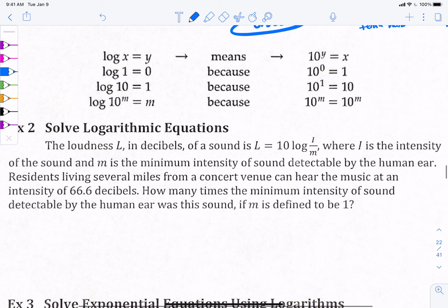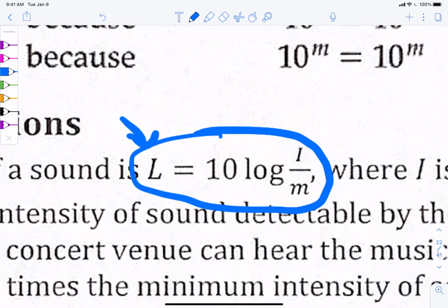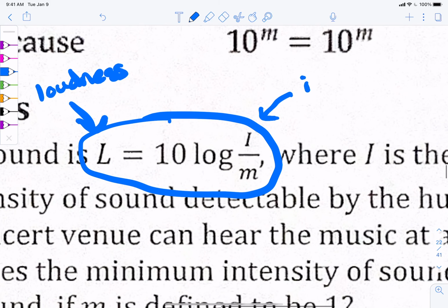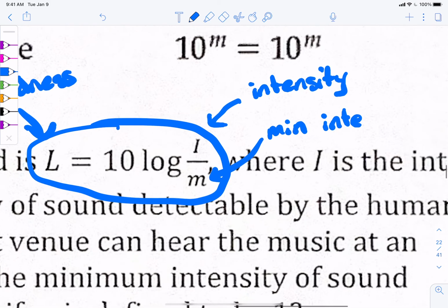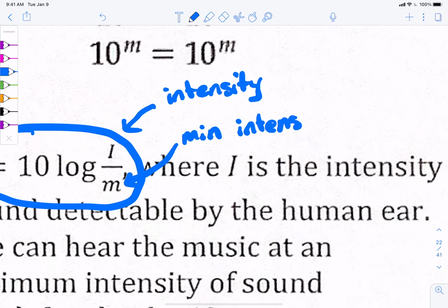The loudness in decibels of a sound is written by this equation here. Let's talk about what these variables mean. What does L stand for? Loudness. Loudness is that variable. What does I mean? Intensity. What does M stand for? The minimum intensity, like minimum intensity of sound.